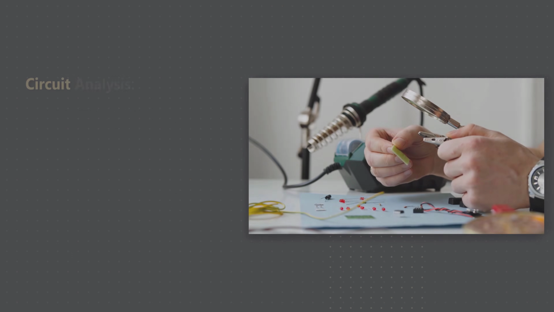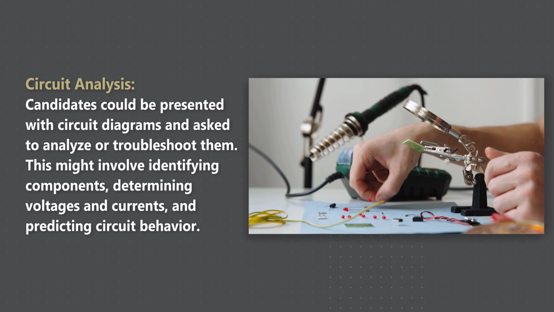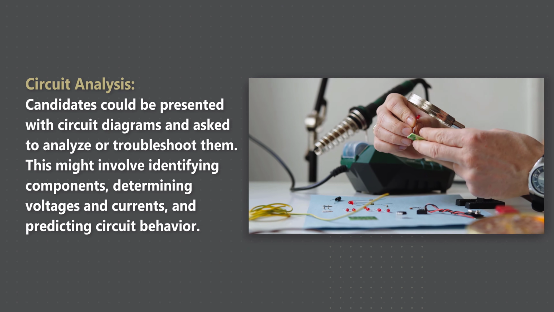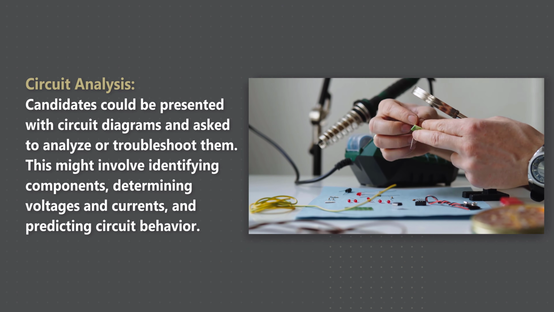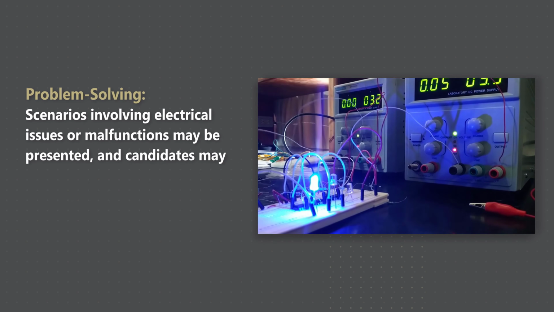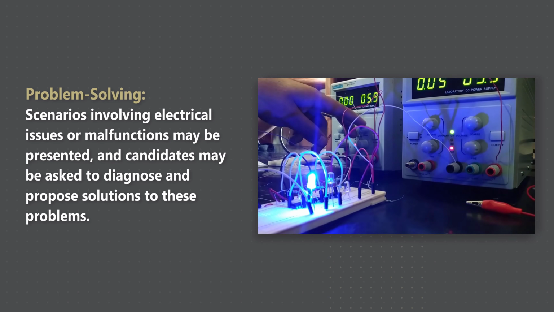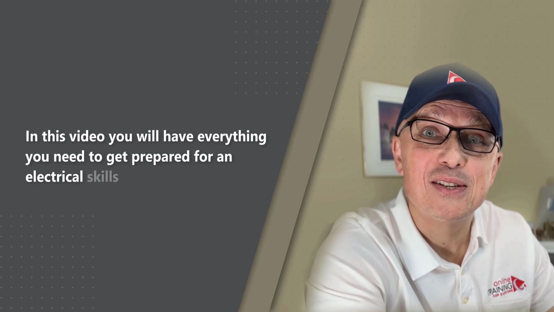Another popular one is circuit analysis, where a candidate could be presented with the circuit diagram and asked to analyze or troubleshoot it. This might involve identifying components, determining voltages and currents, and predicting circuit behavior. Last but not least, a type of question could be problem solving, where scenarios involving electrical issues or malfunctioning may be presented, and a candidate may be asked to diagnose and propose solutions to these problems. Let's look at some sample electrical skill questions we frequently see on the test.